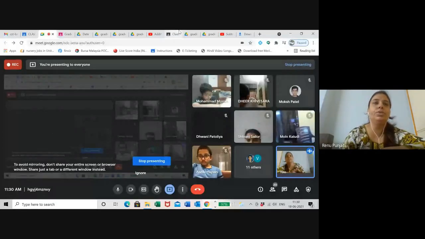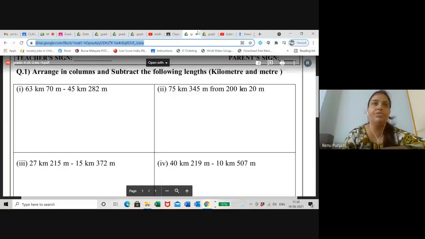Children, 70 meter, it is only 70. So you need to write the 0 before 7. Make it 3 digits and then start subtracting. Because until and unless you make 3 digits in the meters, it will be very difficult to subtract. But in kilometers, there is no limit. How many digits can it be? It can be 2, 3, 1 also. But in meters, it is compulsory to have 3 digits.